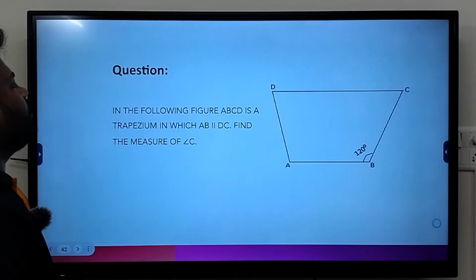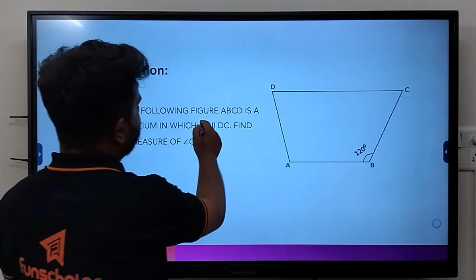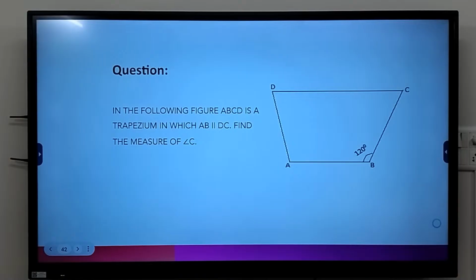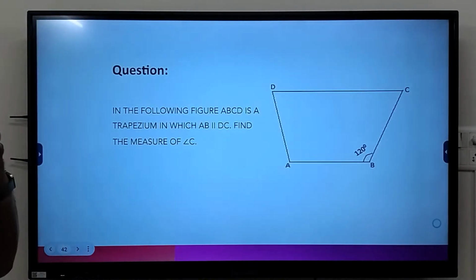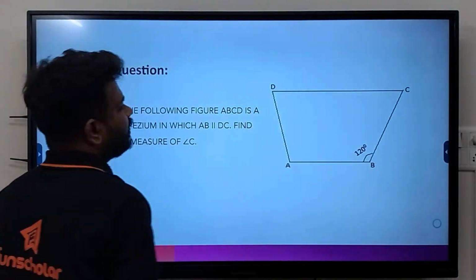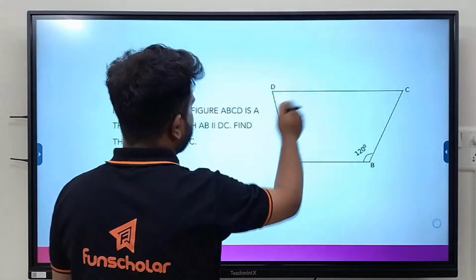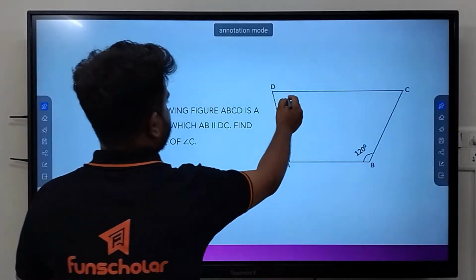Okay, in the following figure, ABCD is a trapezium in which AB is parallel to DC. Find the measure of angle C. So the measure of angle C has to be found by us. How can we find this? This one and this one will be supplementary, that will be 180 degrees. So this will be 60.